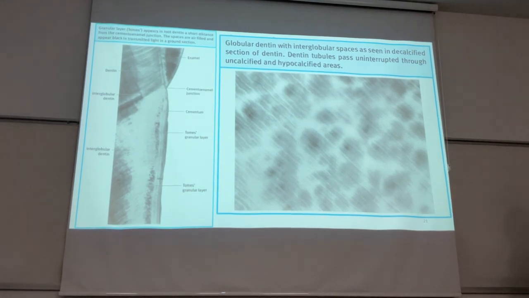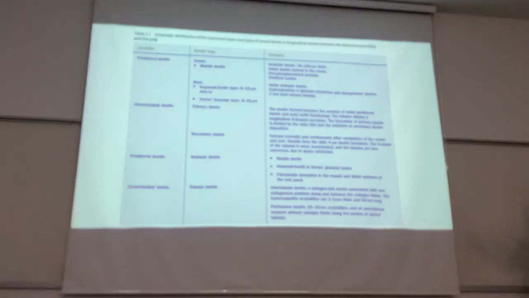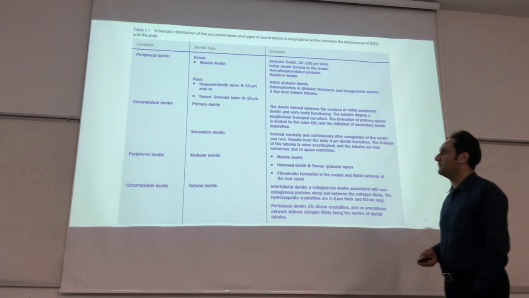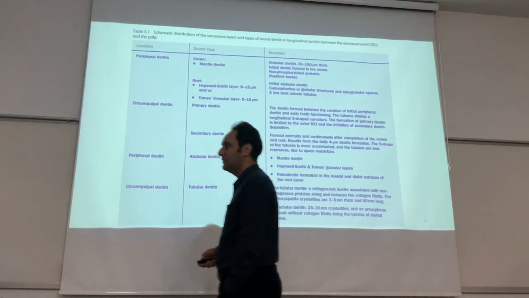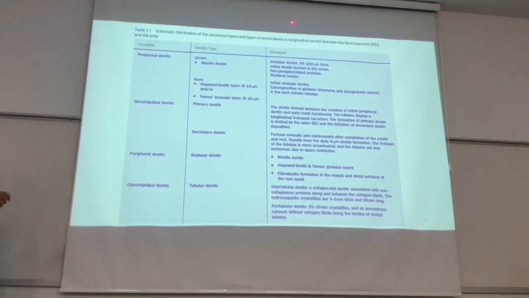You can see the Thomas granular layer beneath the cementum. Here you can see our Thomas granular layer, and not the dentin in this. This slide is very important. We talked about this slide, about the peripheral dentin. What is the peripheral dentin? Peripheral dentin is our mantle and Thomas granular dentin, present in the peripheral part.